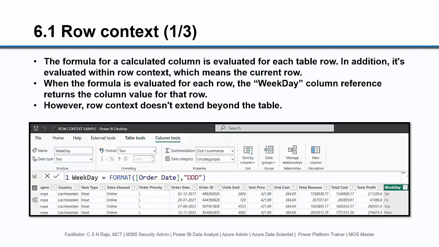When I speak about row context, the formula for a calculated column is evaluated for each table row. In addition, it is evaluated within row context, which means the current row. Assume that you have a date column and you want to create a weekday column as a calculated column. When the formula is evaluated for each row, the weekday column reference returns the column value for that row. However, row context doesn't extend beyond the table.